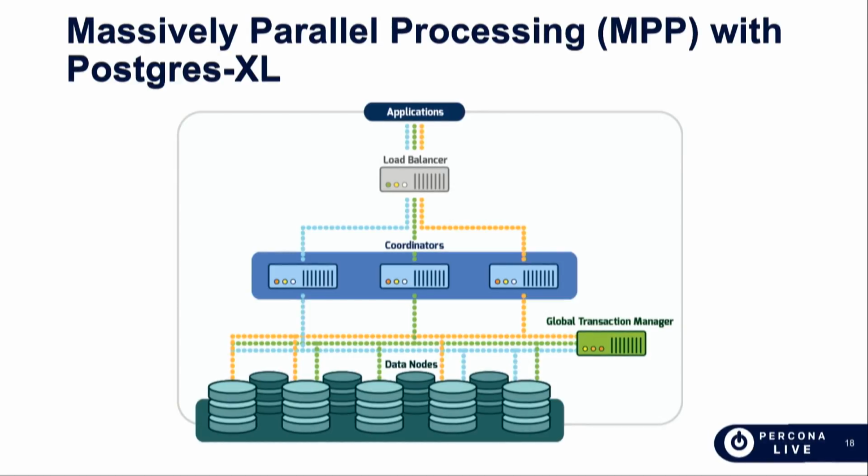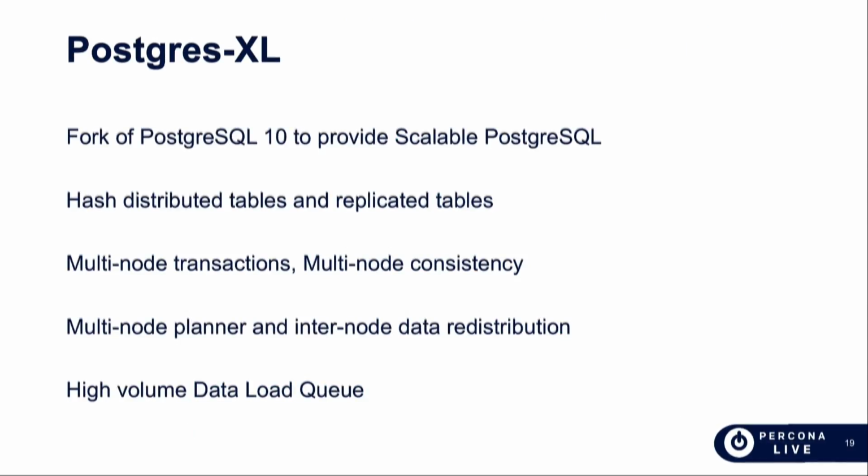Okay, so this idea of a statically defined architecture is a very common design pattern. So if I explain how that works with the software called PostgreSQL, PostgreSQL is a fork of Postgres 10 designed to provide scalable PostgreSQL so that it performs multi-node parallel queries. The tables are hash distributed across the architecture, and you've also got an option for replicated tables, which are appropriate for small reference tables.